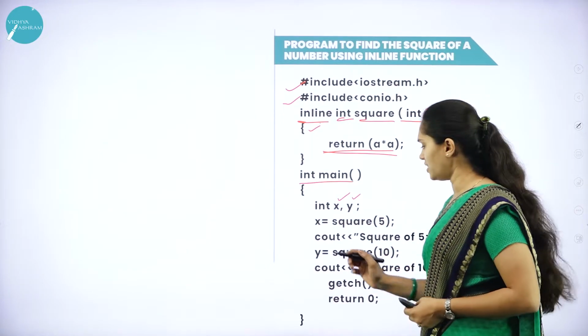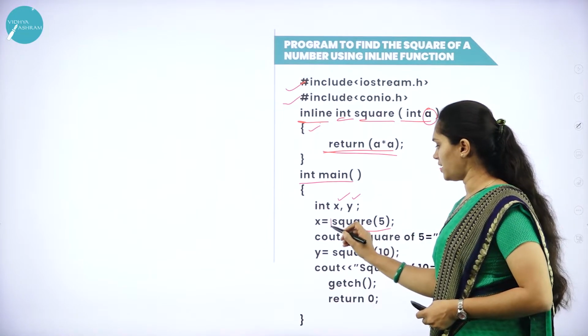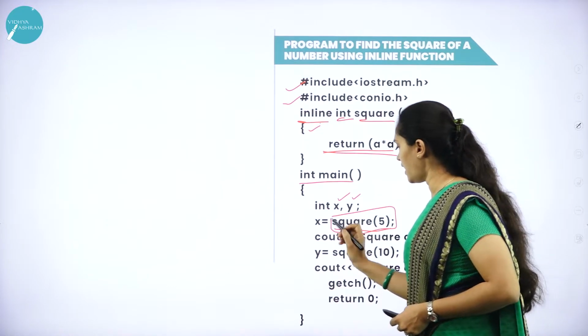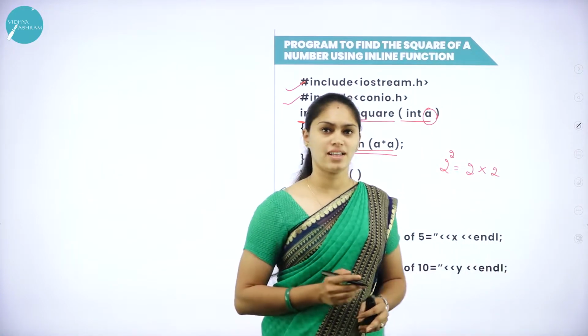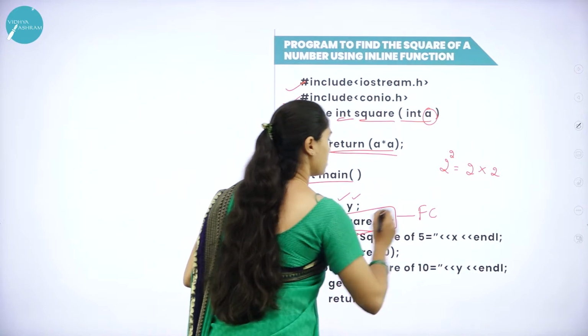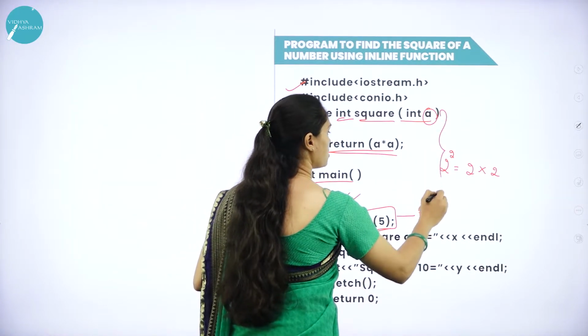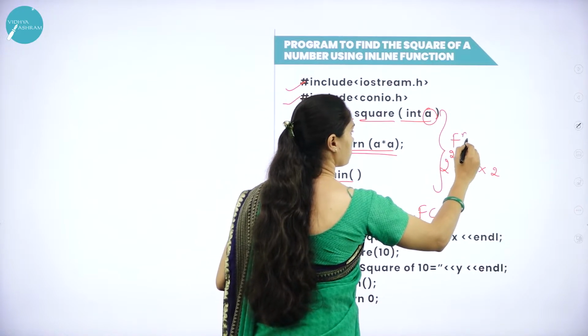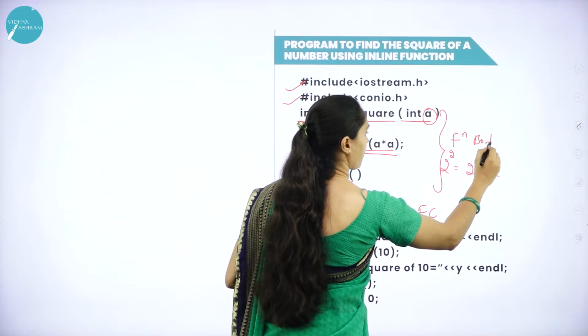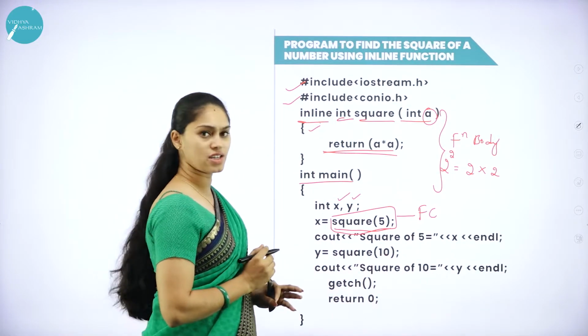What am I doing after this? x is equal to square of 5. Important line. What am I doing here? x is equal to square of 5. This is nothing but what? I am calling a function. What is this? This is a function call, and this comprises a function body or a set of function statements. This is a function call.